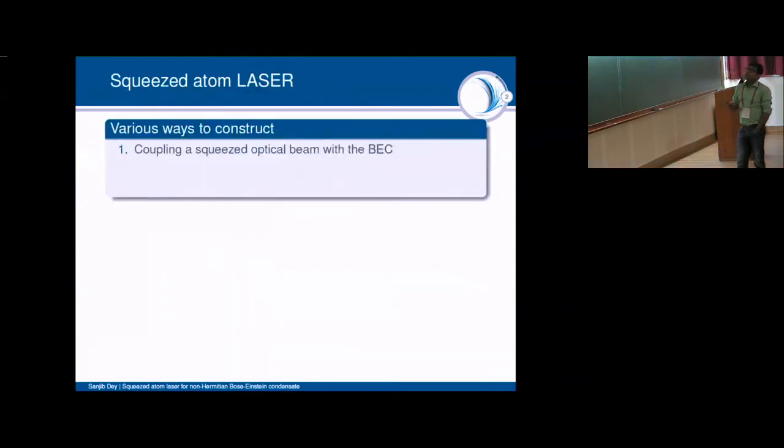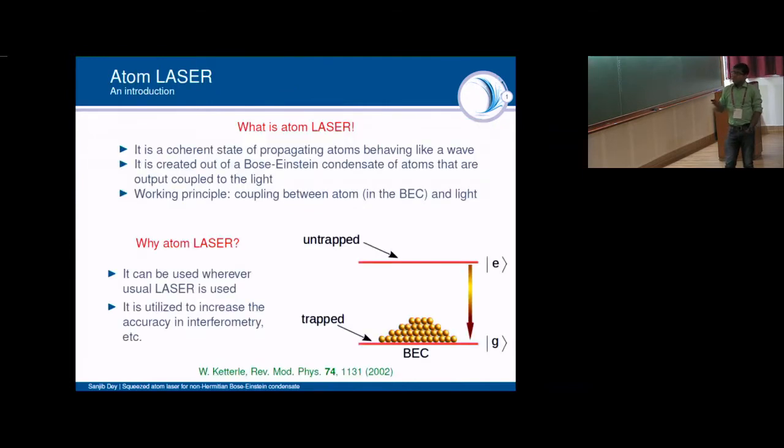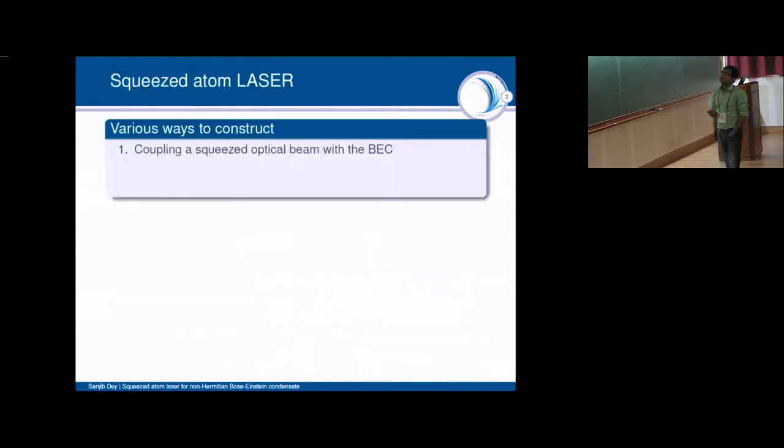There are different ways to construct an atom laser. The first one, which I have introduced, is the squeezed atom laser. A squeezed atom laser is nothing but the light replaced by squeezed light. In general it was originally a coherent state, but now we replace the light by squeezed light and we get a squeezed atom laser. There have been some constructions. One is by coupling the squeezed optical beam with the Bose-Einstein condensate in the usual way, and we get an atom laser.